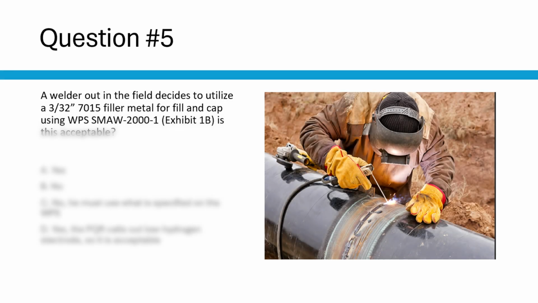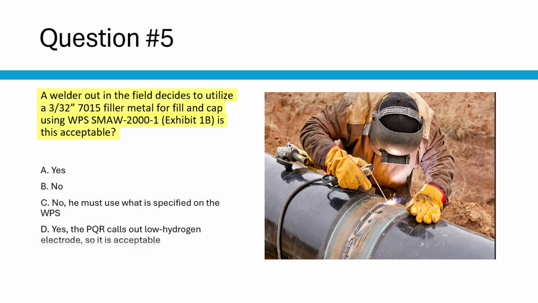Question number 5. A welder out in the field decides to utilize a 3/32 7015 filler metal for fill and cap using WPS SMAW-2000-1 Exhibit 1B. Is this acceptable? A. Yes. B. No. C. No. He must use what is specified on the WPS. Or D. Yes. The PQR calls out for low hydrogen electrodes, so it's acceptable.